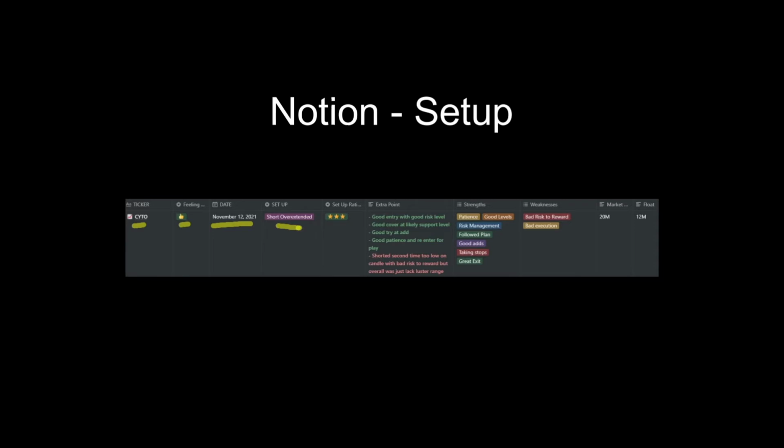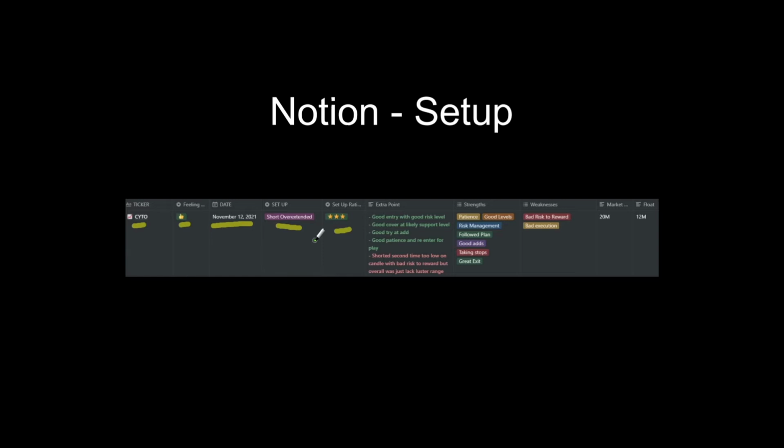Next, I put my setup, and I put the setup rating. For the setup, it's just very useful to be able to look through all the trades that I did for that setup and see how I've been doing, if there have been any common mistakes, or if I'm actually doing great on it. It's just very good to be able to check through.